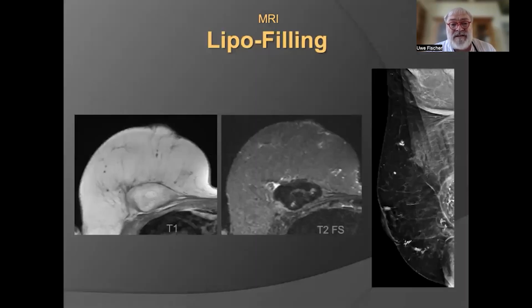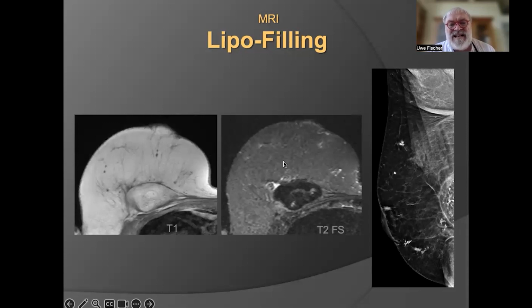There are other ways to get an increase of the volume of the breast. Sometimes they will use lipomatous tissue and make something like a lipo-filling. This can be done into the pectoral muscle, as you can see here. So T1 weighted, we have a high signal from the fat tissue in the breast and also from the fat cells in the pectoral muscle.